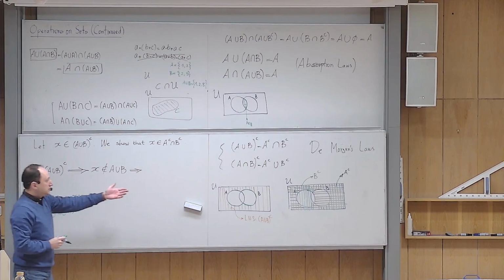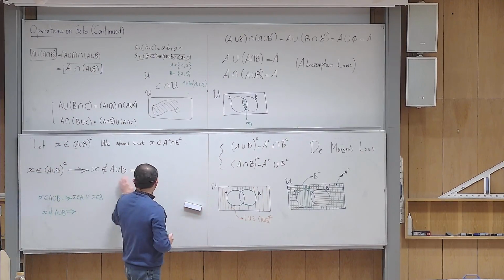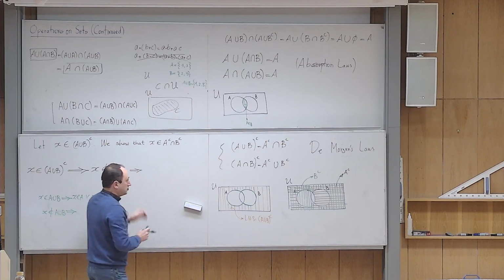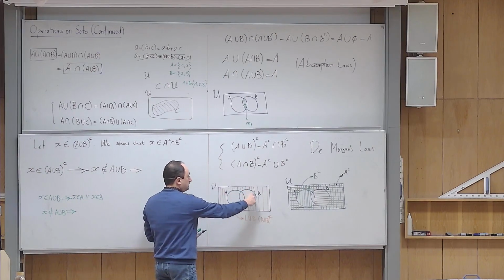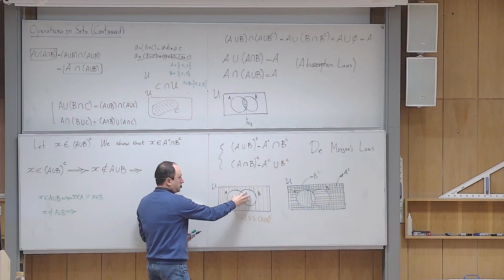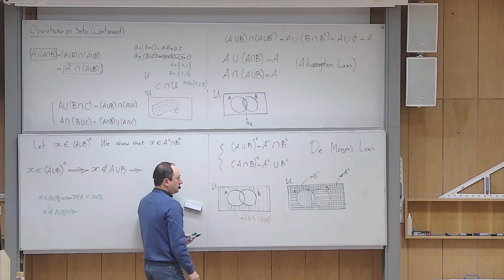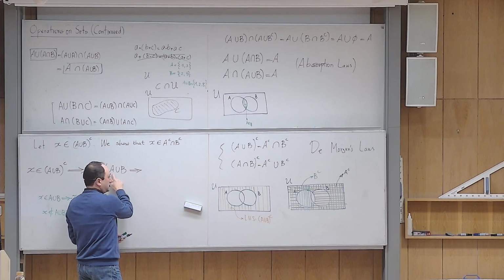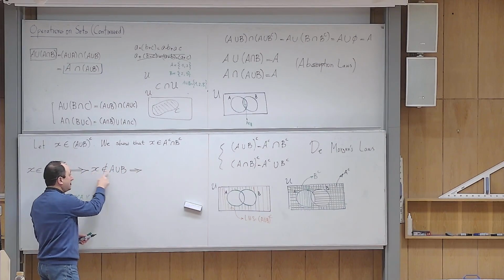The diagram is here. Assume that x is not in the union of A and B. This green border, inside that is A union B. If I tell you that I have an element which is not in the union, what can you conclude about x and A and about x and B?